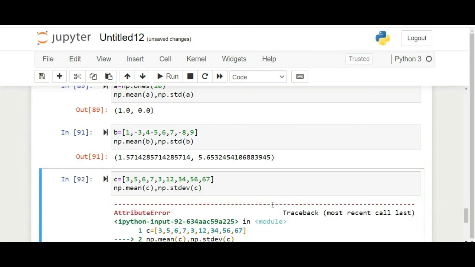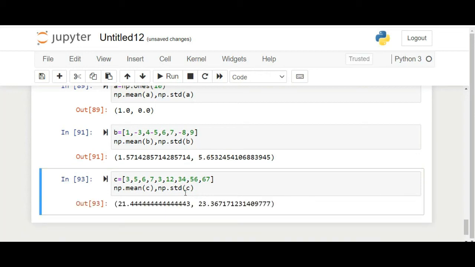We are getting an error. So np.mean of b, np.mean of c, np.std, so now this is okay. So this is the mean of the above data, and this is the standard deviation of the above data, of this vector c. Okay, so in the similar way we can find many results.